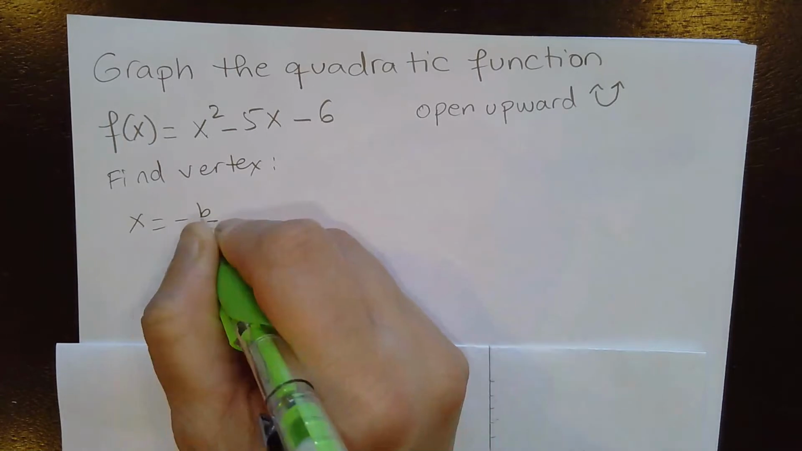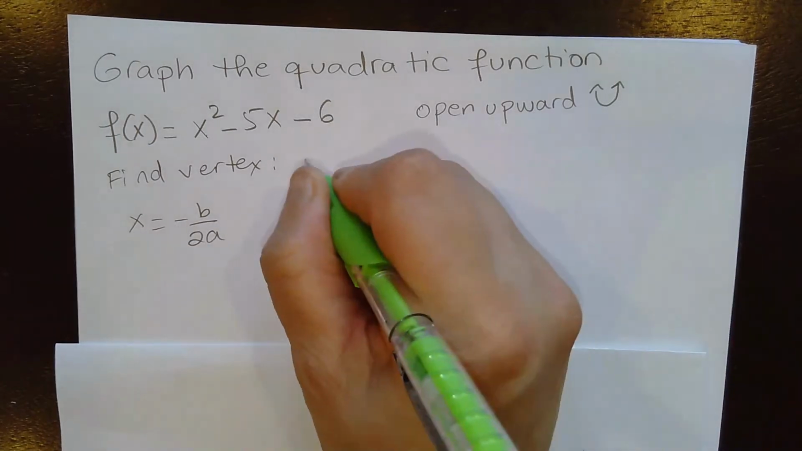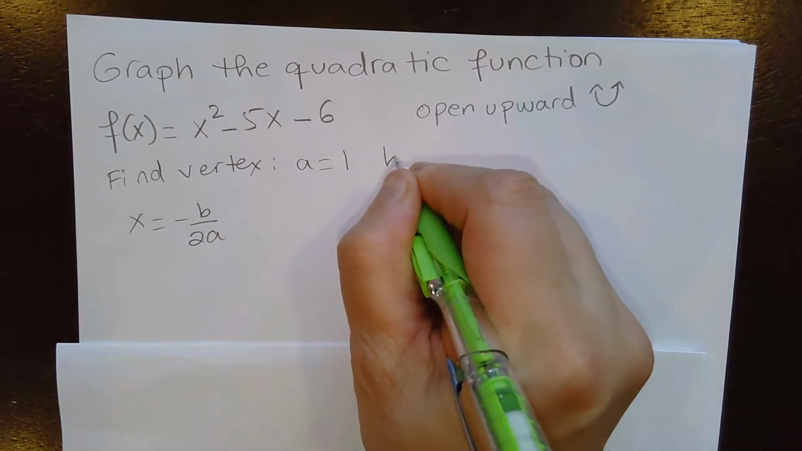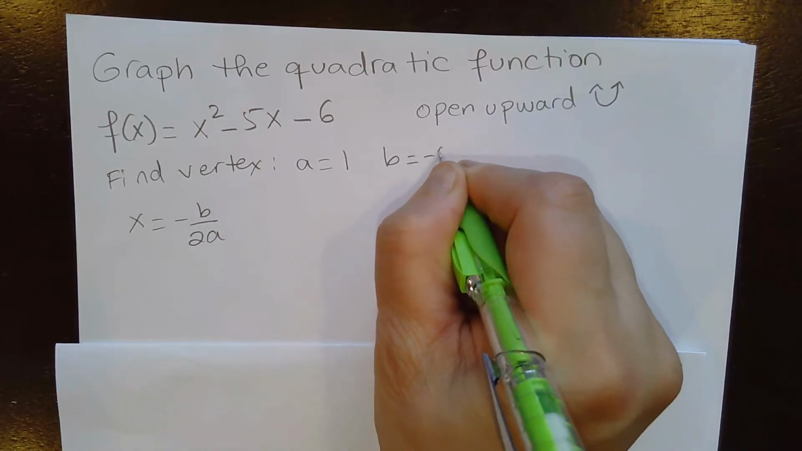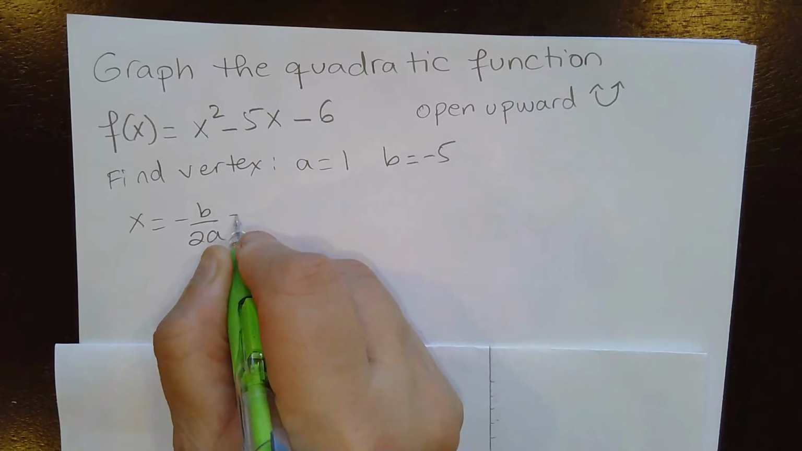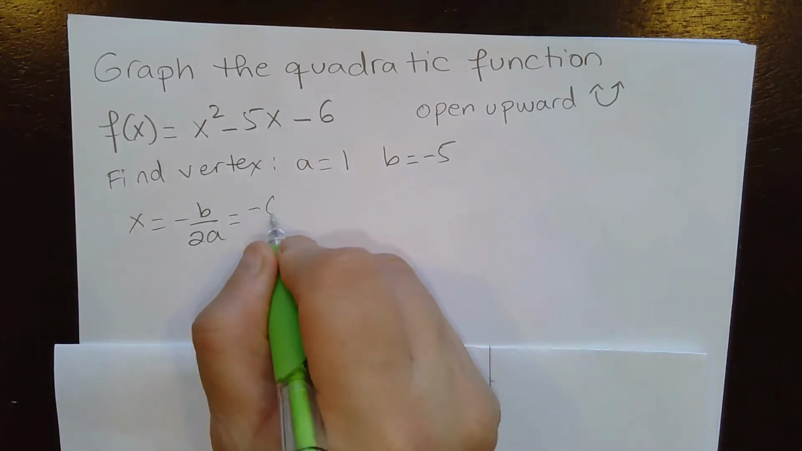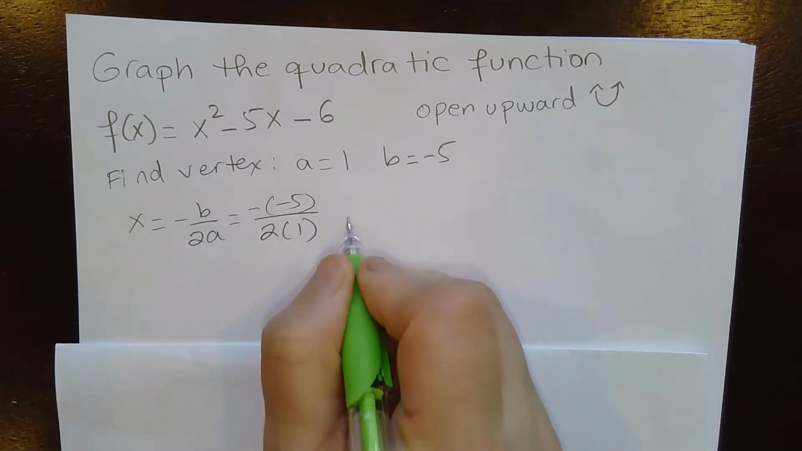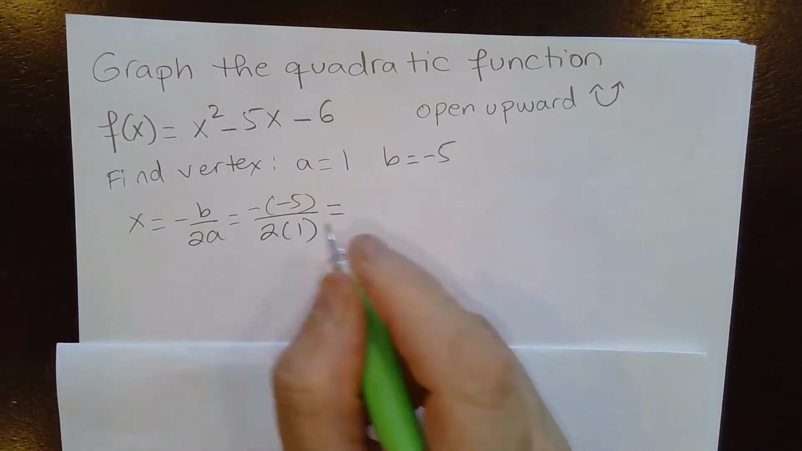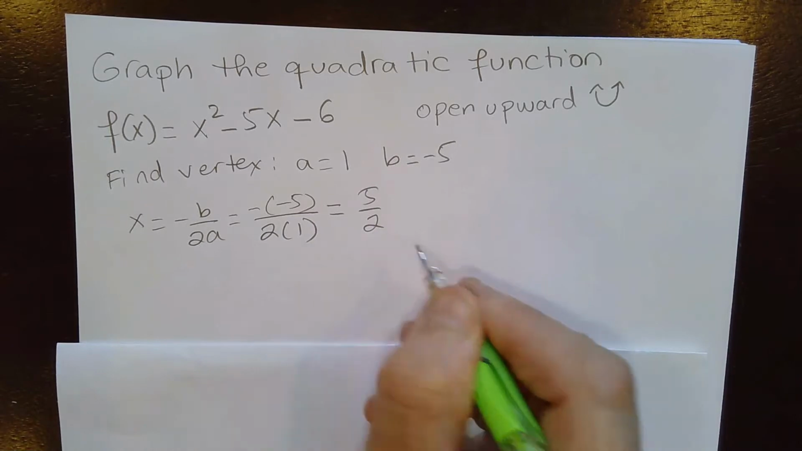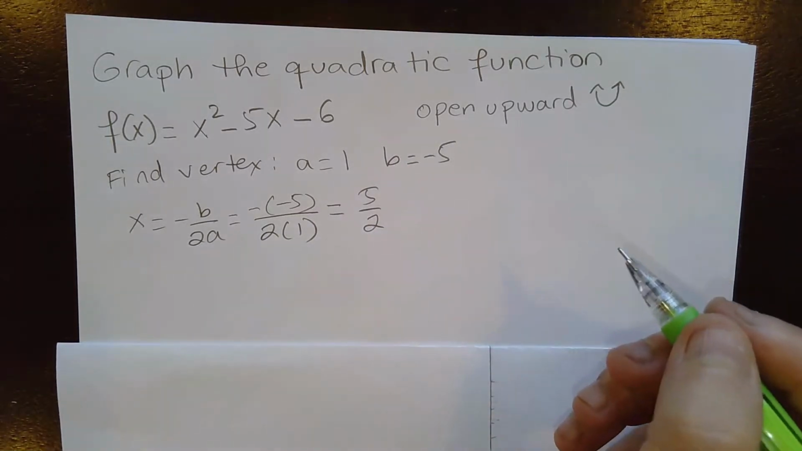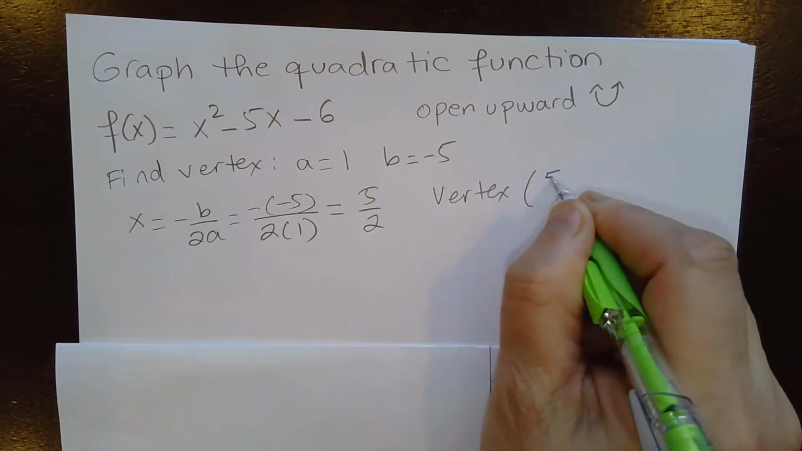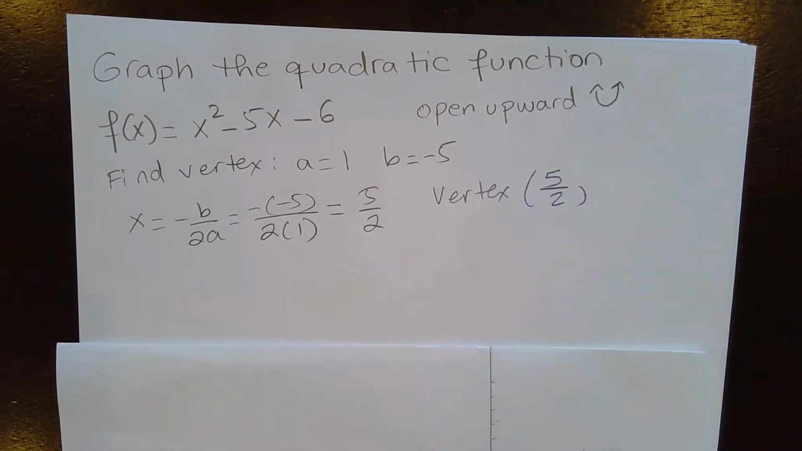So this would be the x coordinate of the vertex, where a is the coefficient of x squared, and it's 1. B is the coefficient of x, which is negative 5. So negative b over 2a, that's negative times negative 5 over 2 times a, which is 1. So you'll end up with negative times negative, that's 5 over 2. So now you have the x coordinate of the vertex is 5 over 2. It's a fraction, but that's okay. 5 over 2 is 2.5.